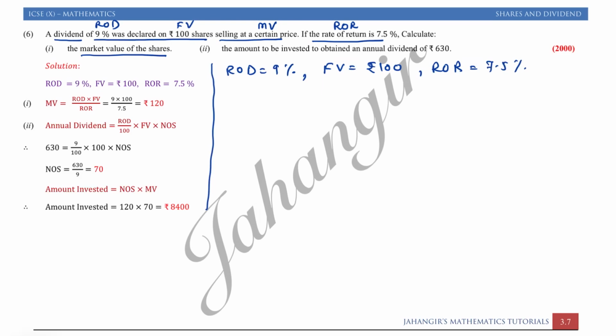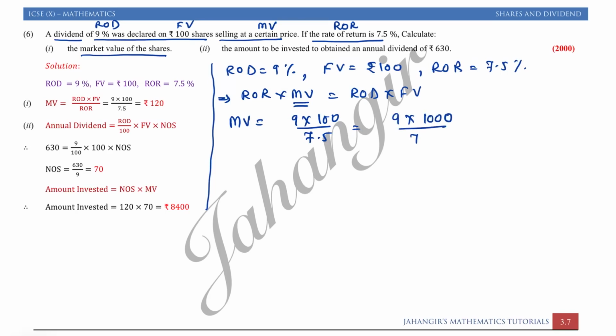If you see, this formula is quite helpful everywhere: ROR into MB is equal to ROD into FV. Memorize this formula, it helps you a lot. So we want MB, so I can write MB is equal to ROD 9 into face value 100 upon 7.5. You can just remove the decimal: 9 into 100 into 10 upon 75. So MB is rupees 120.